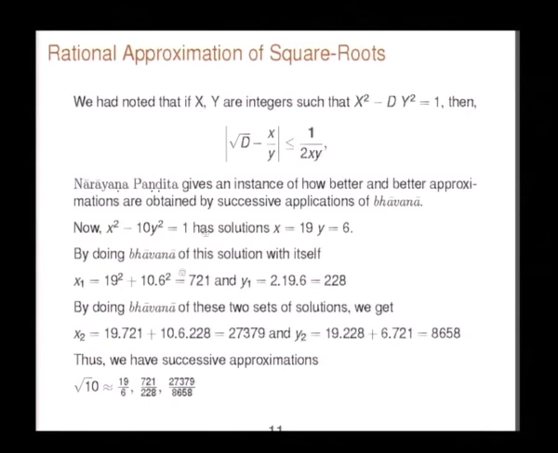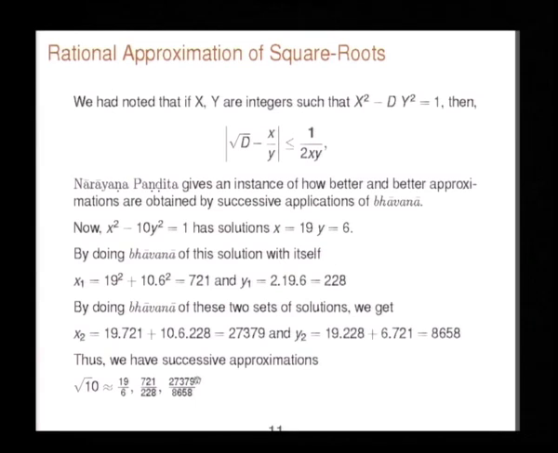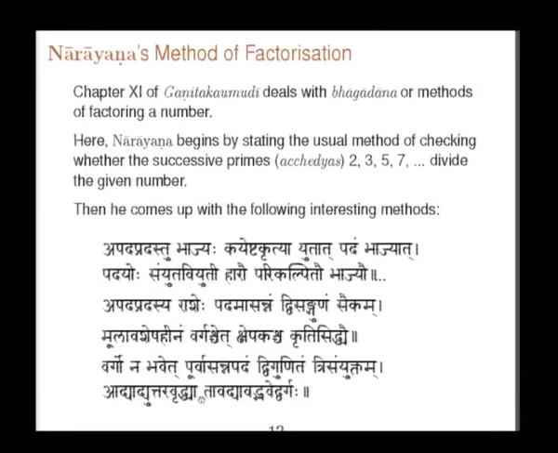It so happens that, for all his geometric acumen, Narayana is using the Jain value of square root of 10 for pi, and so square root of 10 happens to be an important parameter in his geometry. So he has worked out 19 and 6 is one solution. If you do bhavana of that with itself, you will get 721 by 228. If you do the bhavana of this with the other one, you get 27379 by 8658 and so on. So he says you can work out better square roots. He has made all this very explicit.